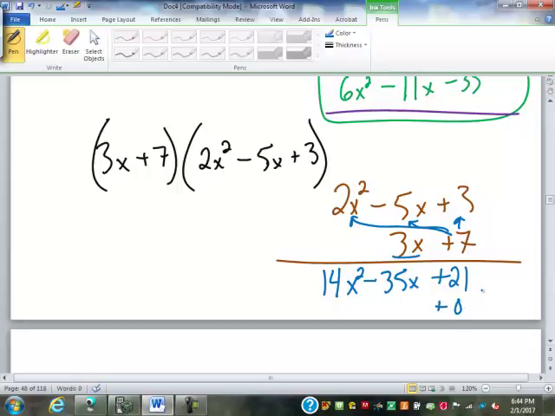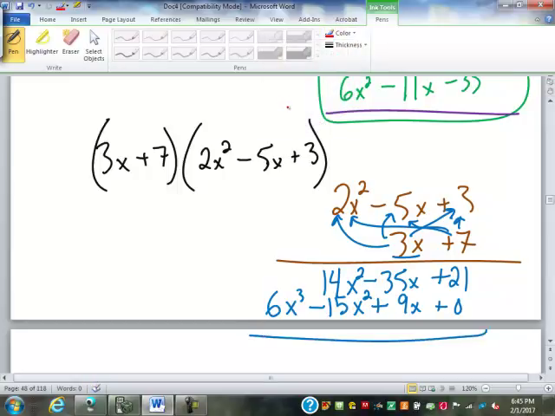Move over to the 3x. We're going to leave a 0 here, or space. 3x times 3. Positive 9x. 3x times negative 5x. Negative 15x squared, good. 3x times 2x squared. 6x cubed. 3 times 2 is 6. X times x squared is x cubed.